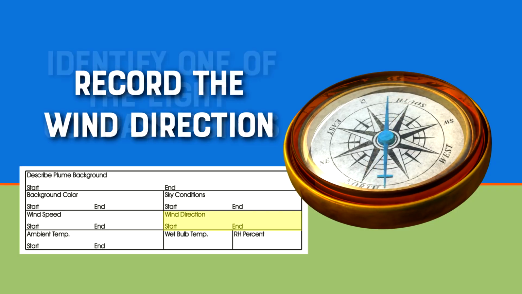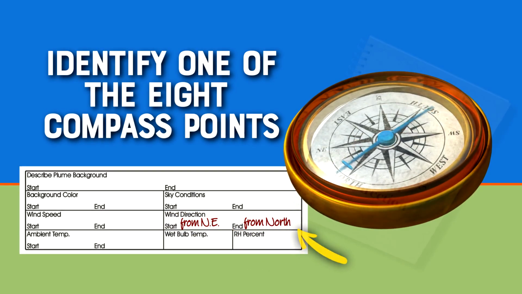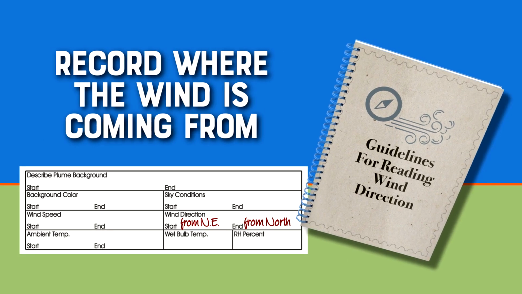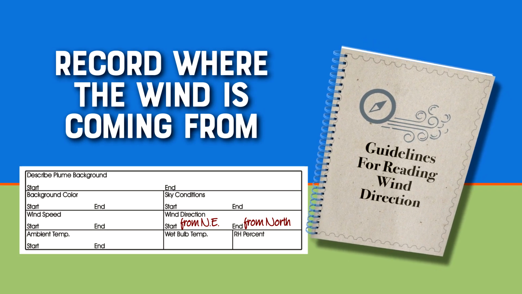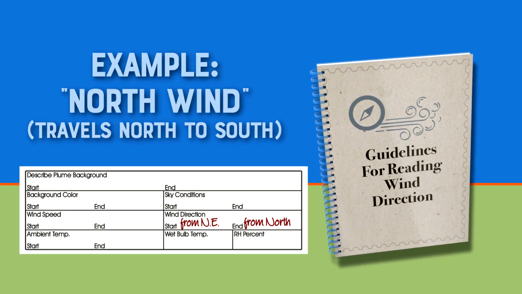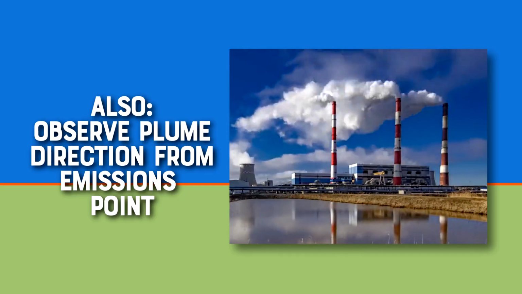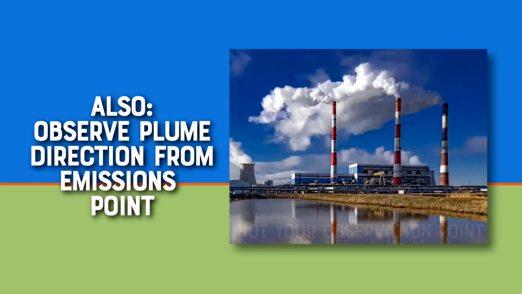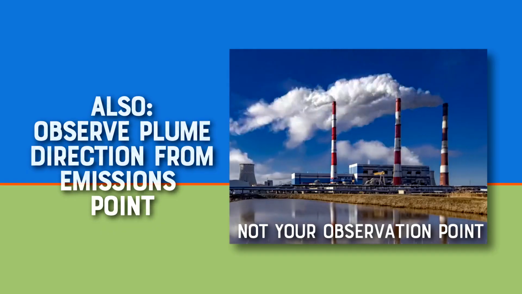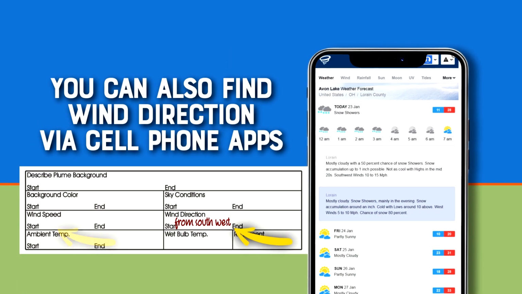Document wind direction using the 8 compass points based on where the wind originates. Following EPA guidelines, record the direction the wind is blowing from, not toward. For example, a north wind travels from north to south. If the plume is visible, you can determine wind direction by observing the plume's movement at its emission point, not your observation point. Alternatively, you can reference wind direction from your cell phone's weather information.